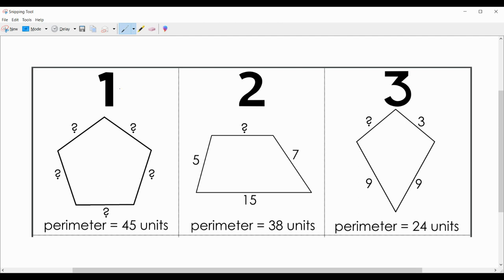Alright guys, today we're going to learn how to do some perimeter with some different types of shapes. We're going to go ahead and get started really quick by looking at number one.